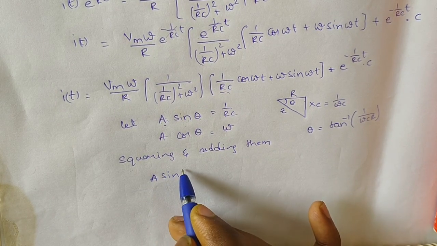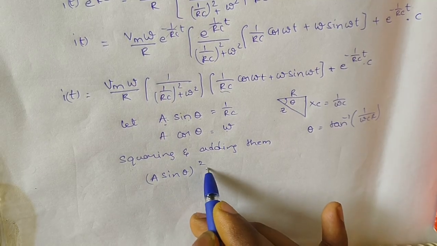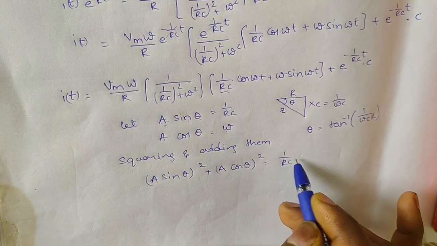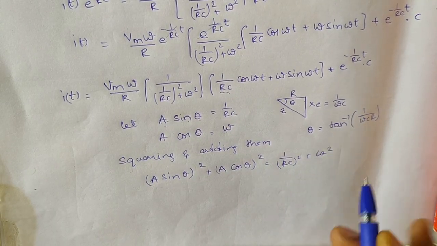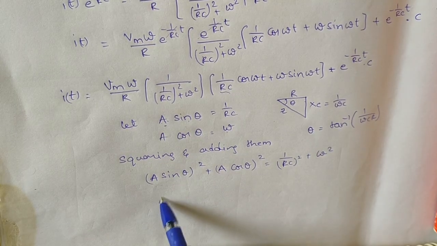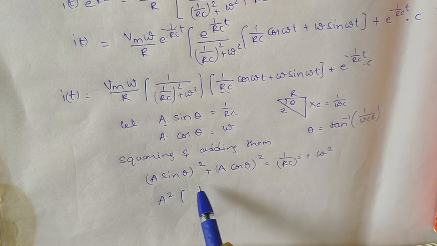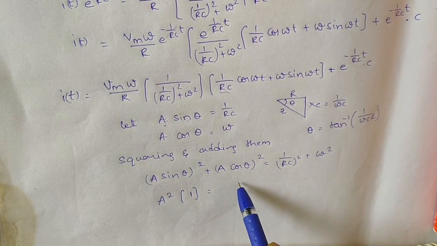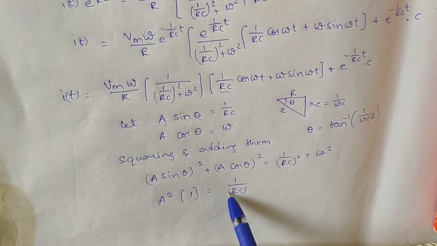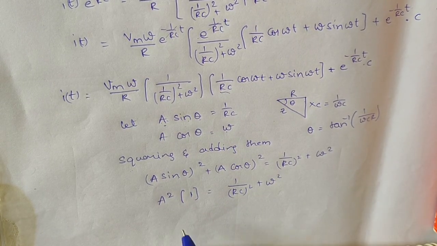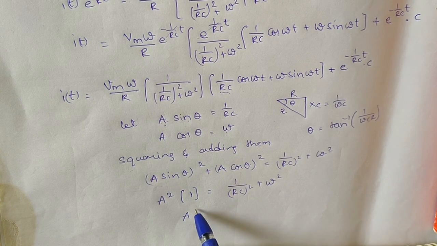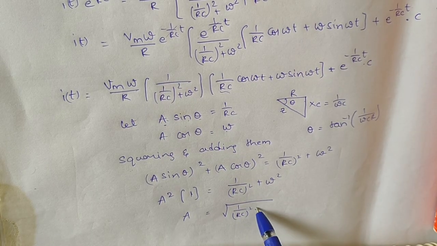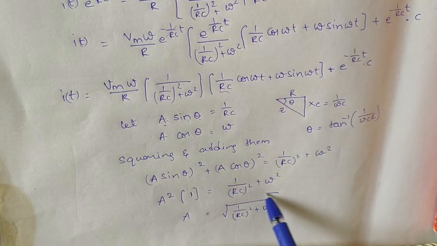A sin theta whole square plus A cos theta whole square is equal to (1 by RC) whole square plus omega square. From this, A square is taken common, so sin square plus cos square will be 1 from the identity. Then (1 by RC) whole square plus omega square. Then A will be under root of (1 by RC) whole square plus omega square. This will be the A value.